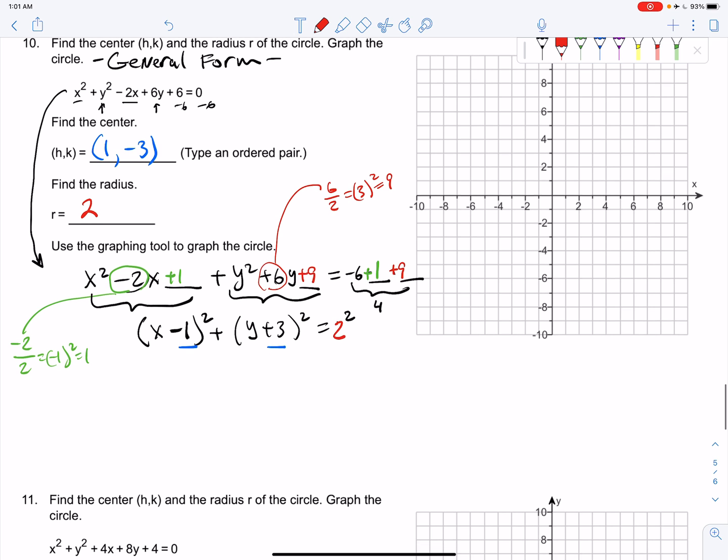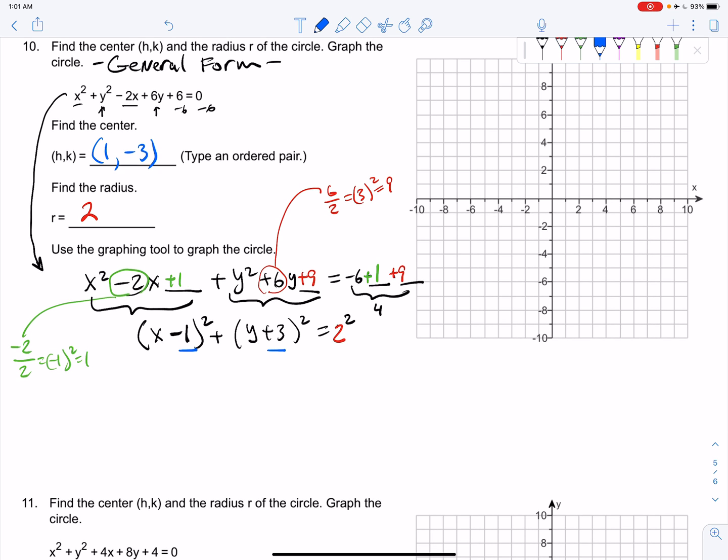Let's go ahead and graph this. 1 comma negative 3 is our center. Our radius is 2. So 2 up, 2 down, 2 left, 2 right. Let me see if I can sketch it. Okay, so there's the circle.